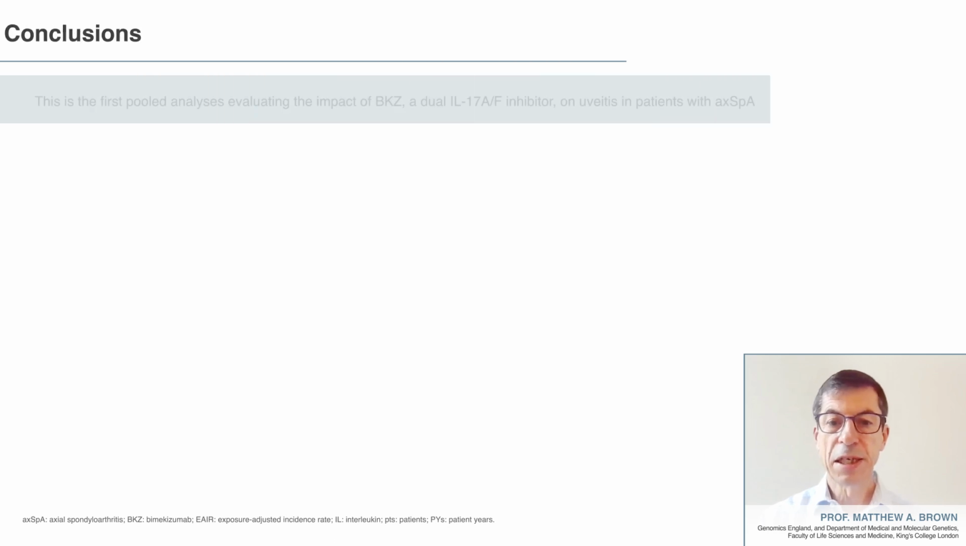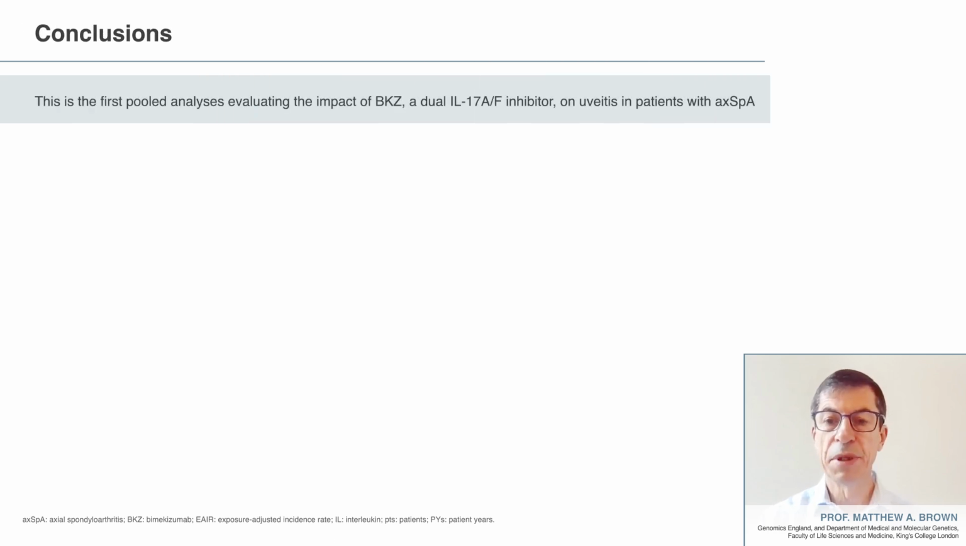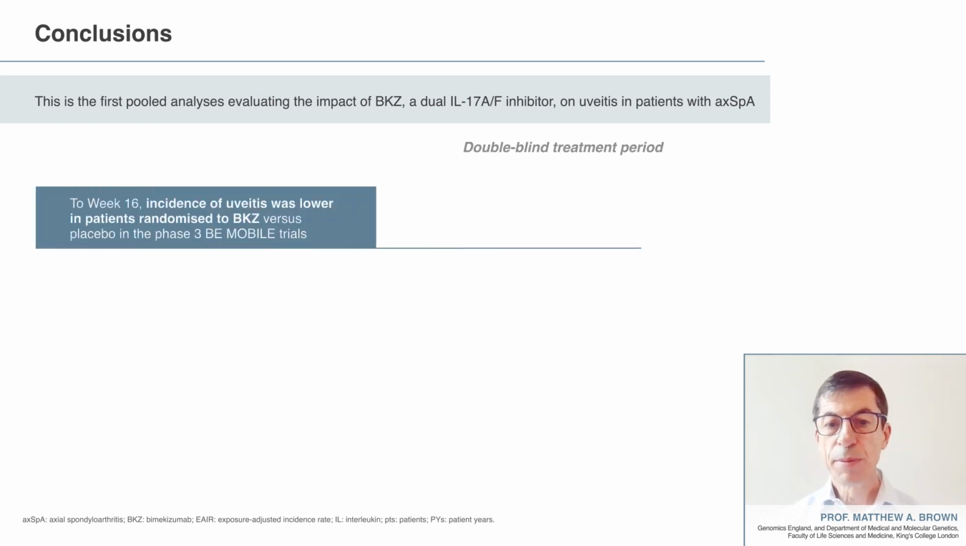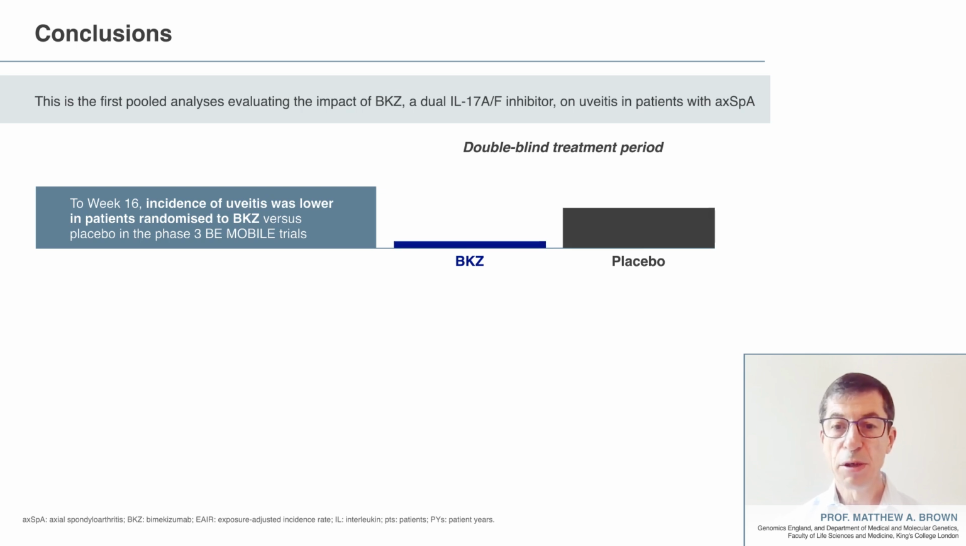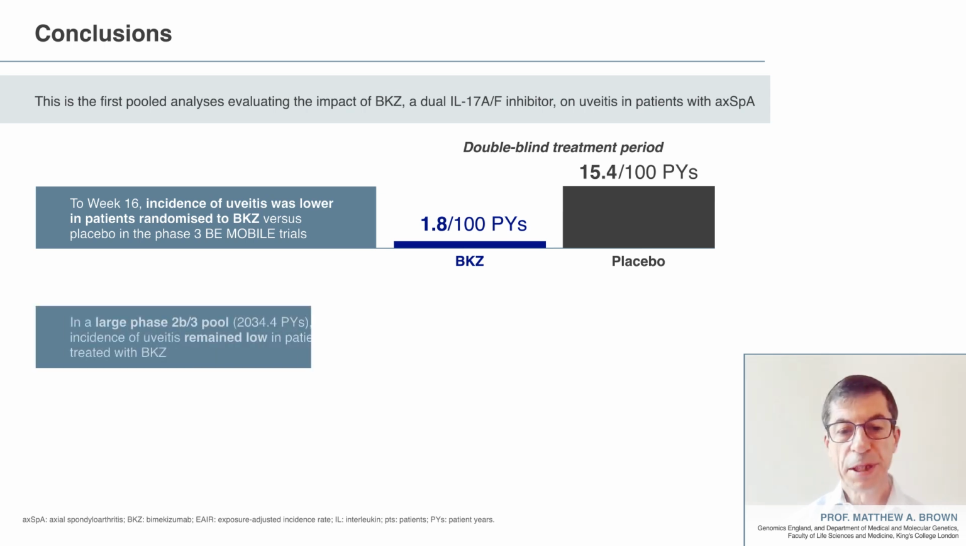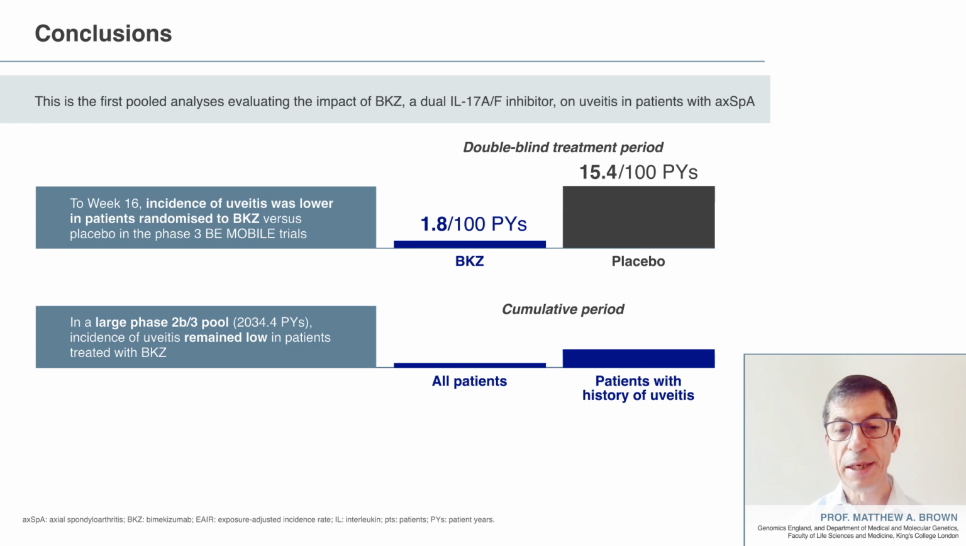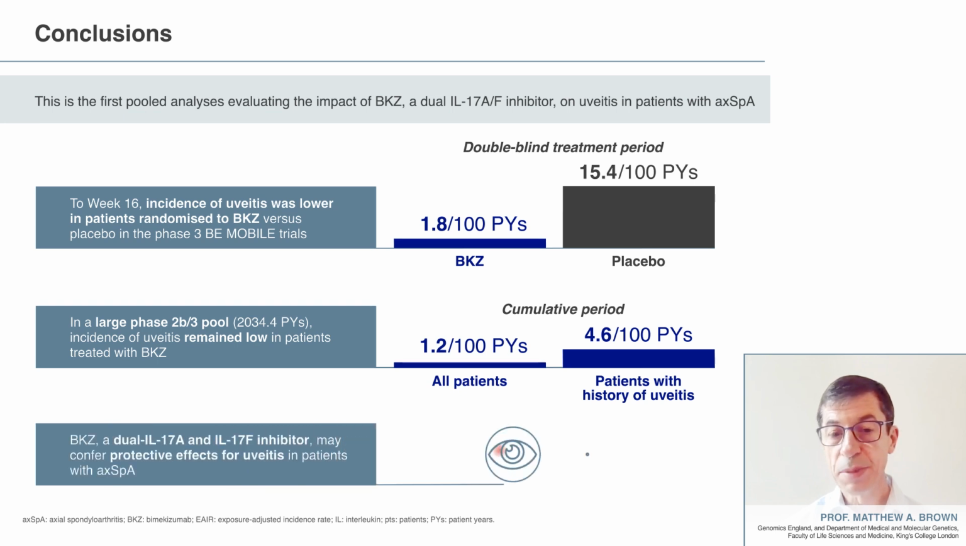The results presented here are the first pooled analyses evaluating Bimekizumab, a dual IL-17A/F inhibitor, on uveitis in patients with axSpA. In the 16-week double-blind period of the Phase 3 Bimobile trials, incidence of uveitis was lower in patients randomized to Bimekizumab compared with placebo. Further, in the long-term Phase 2b and 3 study pool, the incidence of uveitis with Bimekizumab remained low. Overall, these data suggest that Bimekizumab may confer protective effects for uveitis across the full disease spectrum of axSpA.